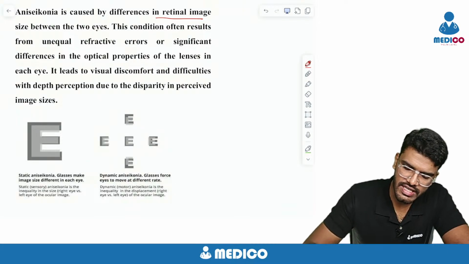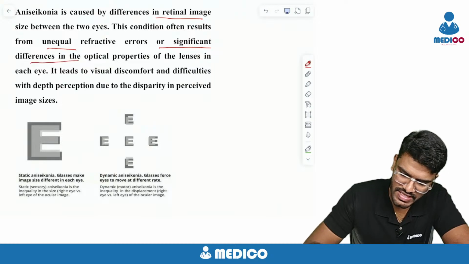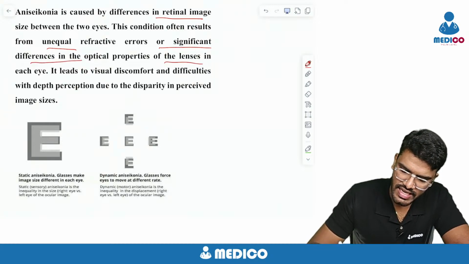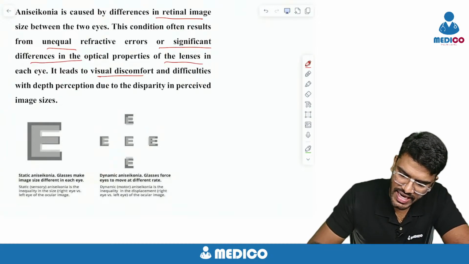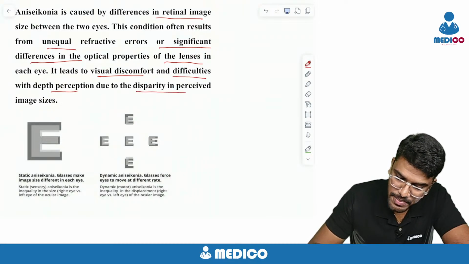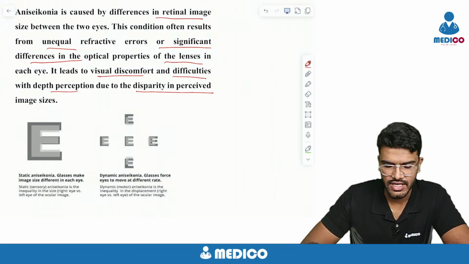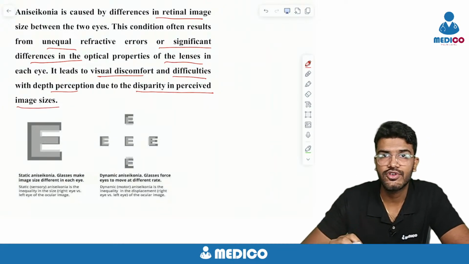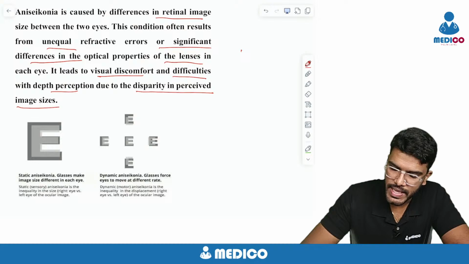The condition results from unequal refractive errors or a significant difference in the optical properties of the lenses in each eye. It leads to visual discomfort and difficulties with depth perception due to the disparity in the perception of the image sizes. So that is the most important point I want to drive home here.